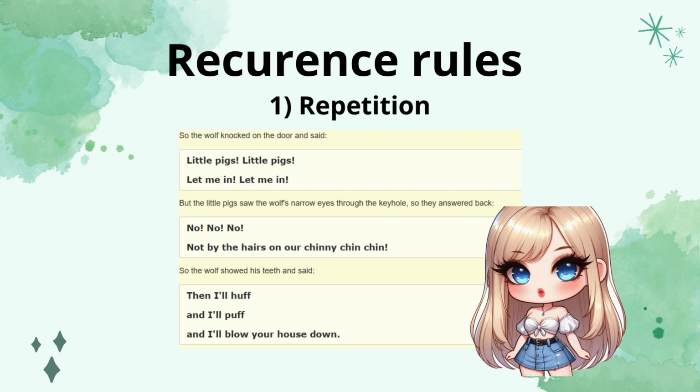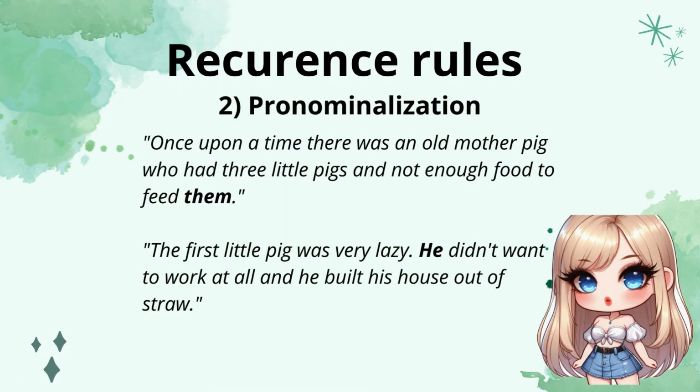Now we are going to talk about reference rules. Repetition. In this case, we can see repetition of dialogues. Now we can see pronominalization, which refers to the process of replacing nouns or noun phrases with pronouns in a sentence to avoid repetition. In this case, we can see the use of "them" and "he" to refer to the pigs.